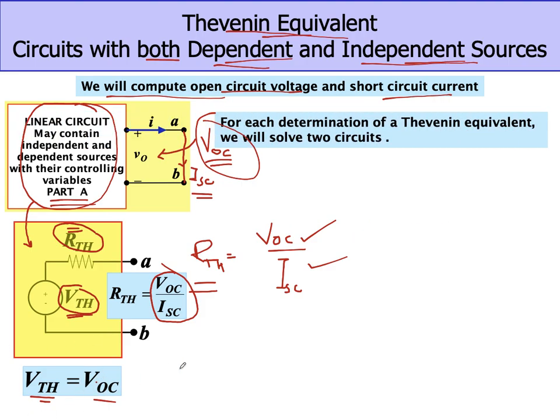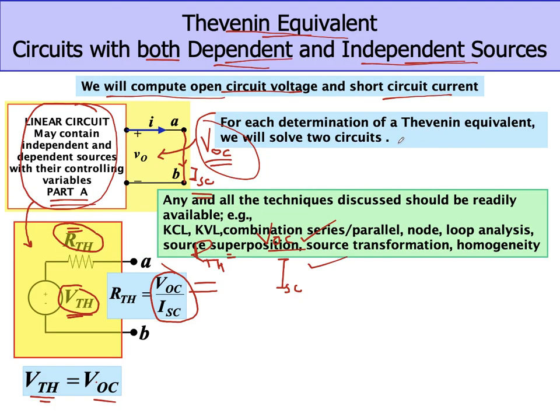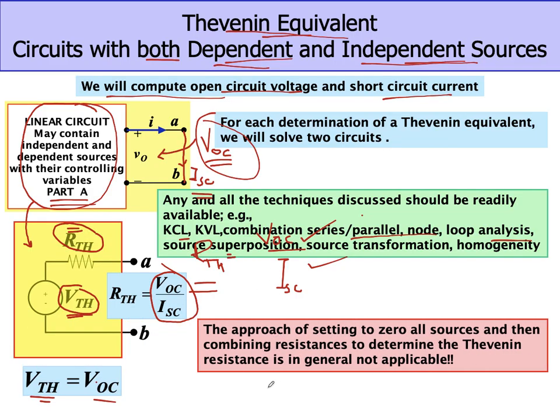So now, in this case, we can use any of the techniques that we have developed so far: KVL, KCL, series, parallel, loop analysis. All these options can give us the desired open circuit voltage and short circuit current. This point mentioned over here explicitly says that the option of setting all the sources equal to 0 and finding the equivalent resistance is not applicable now. That is only applicable if you only have independent sources in your circuit A. Because we have both dependent and independent sources, we need to solve the circuit twice to find both open circuit voltage and short circuit current.